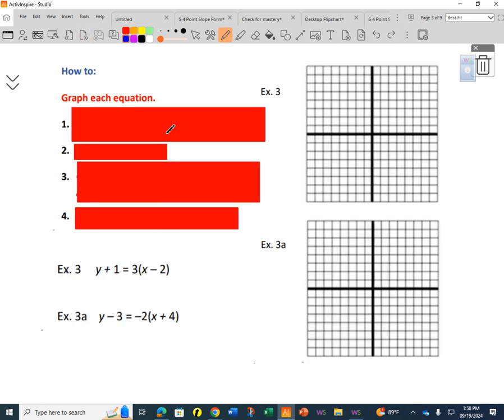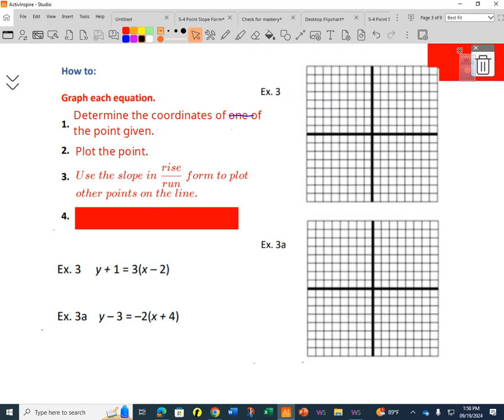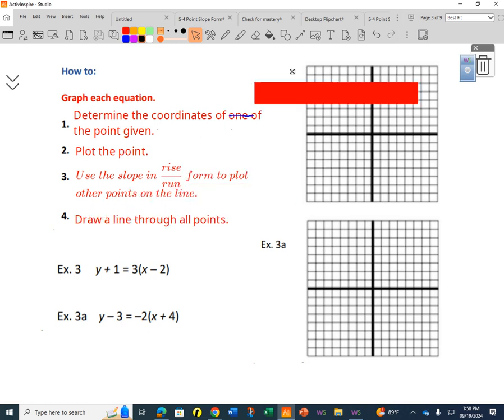To graph an equation in point slope form, the first thing we're going to do is determine the coordinates of the point given. Then we're going to plot that point on the coordinate plane. Then we're going to use the slope in rise over run form to plot other points on the line. And then finally we're just going to draw a line through the points.